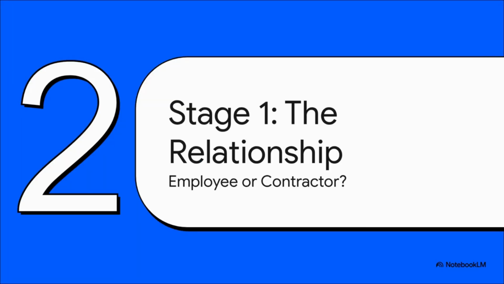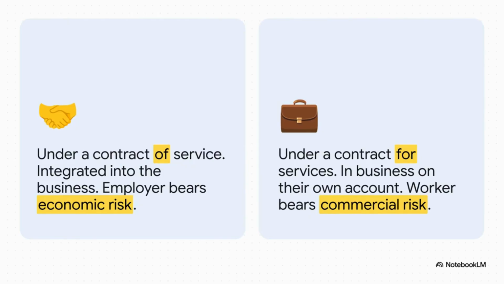Stage 1. This is all about what kind of relationship we're looking at. The big fundamental question here is this: was the person who committed the tort an employee, or were they an independent contractor, someone basically running their own business? This distinction is everything.